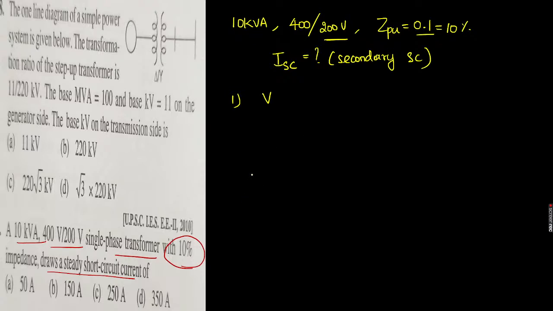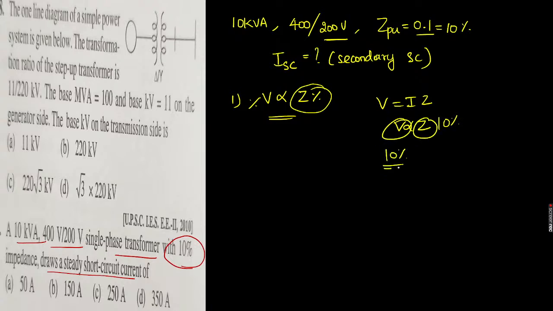Now in order to catch that value, we know the voltage drop, per unit impedance is given as 10%, isn't it? Voltage drop is directly proportional to percentage impedance. That is, whatever percentage impedance there is, that much percentage voltage will drop. Both are directly proportional according to Ohm's law. V is equal to I into Z, so V is directly proportional to Z. If Z is 10%, then the per unit value of voltage is also going to be 10%. That's all.